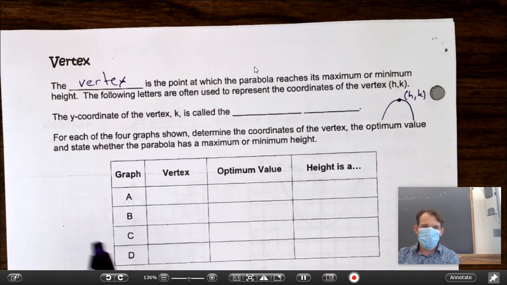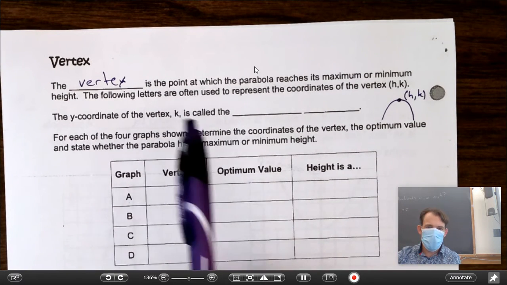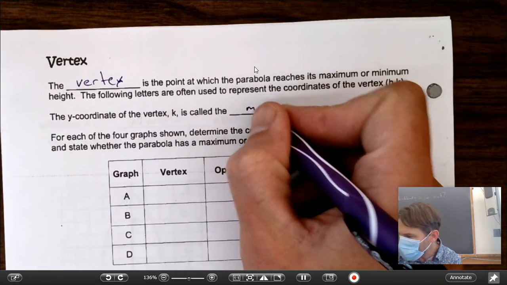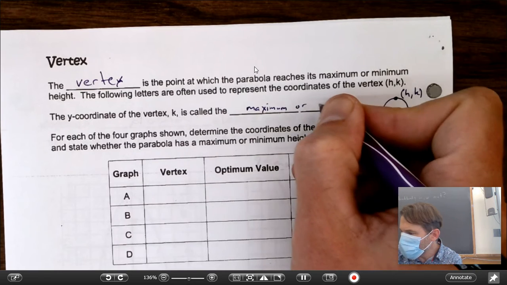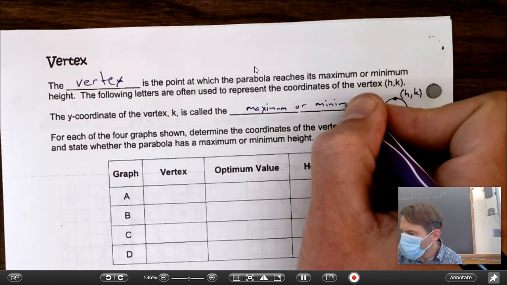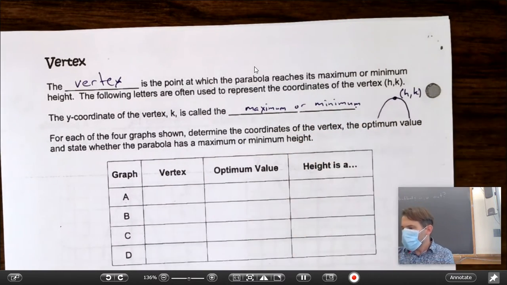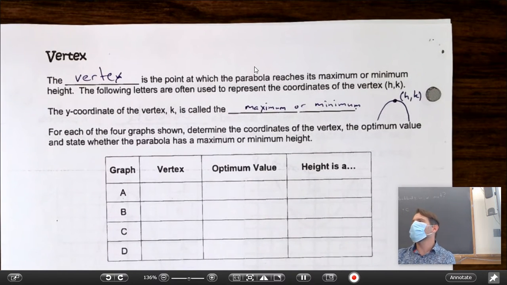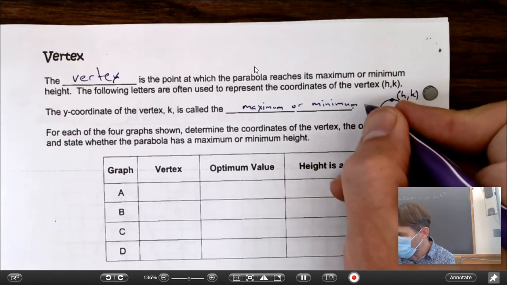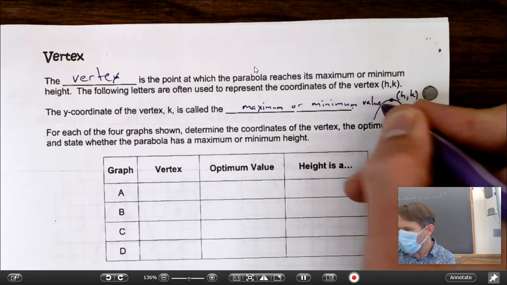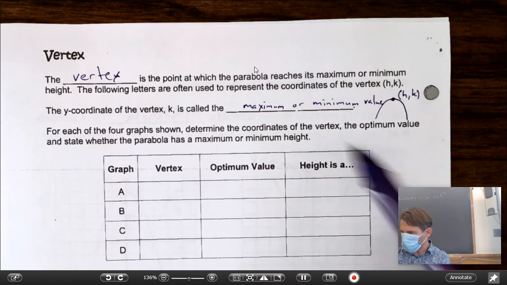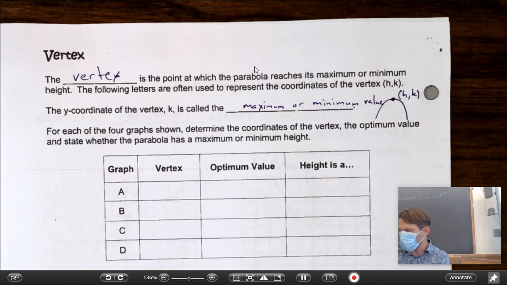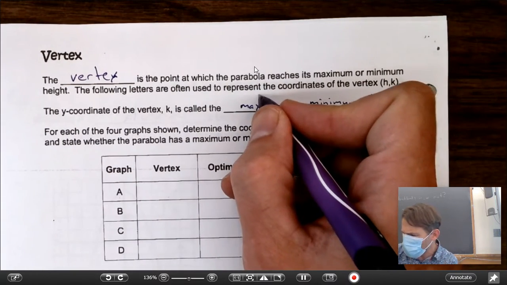Okay, so the y coordinate of the vertex, K, is called the maximum or minimum, or the maximum or minimum value. So you could even add the maximum or minimum value here. For each of the four graphs shown, determine the coordinates of the vertex, the optimum value, and state whether the parabola has a maximum or minimum height. Oh yeah, that's also right. We can also call this the optimum value.